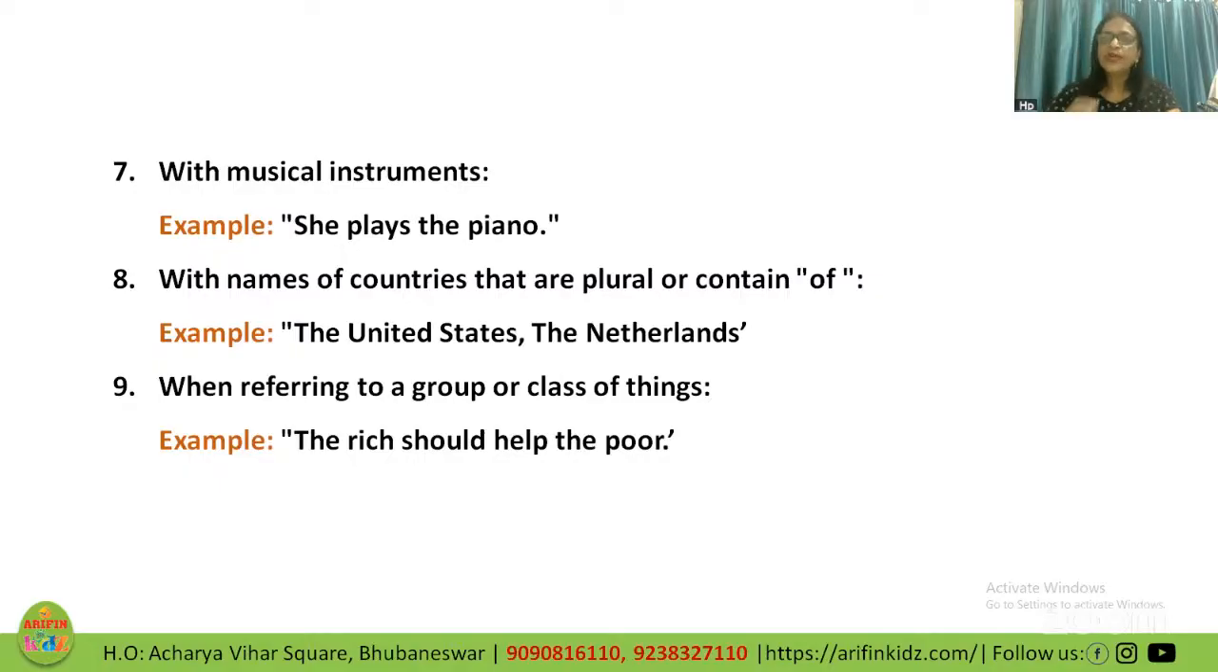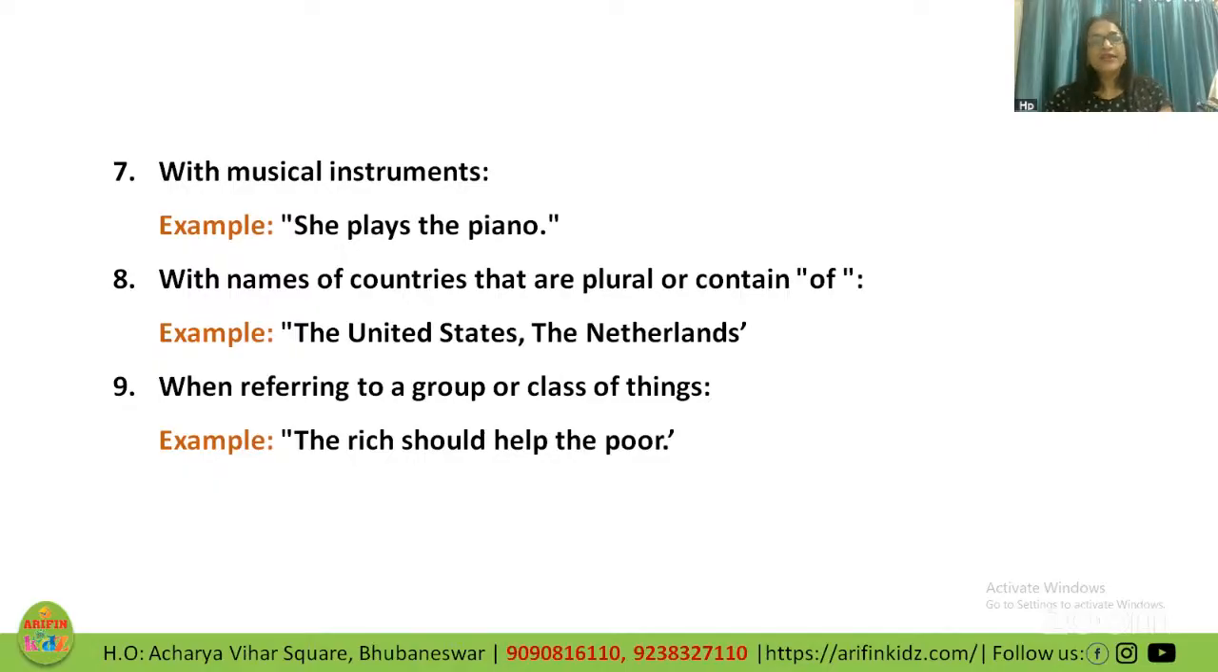Okay, so it consists of common nouns. Only before those names of countries we use 'the'. We say the United States of America, the United Kingdom, the United Arab Emirates, the Philippines, and the Netherlands. Because Philippines and Netherlands are plural forms. That's why we use 'the'.